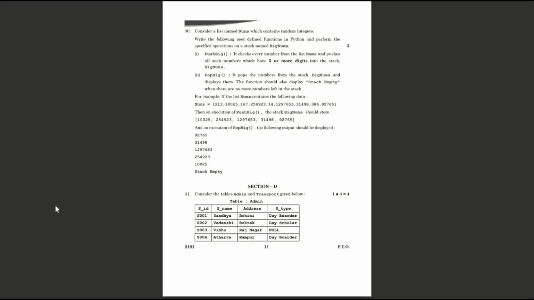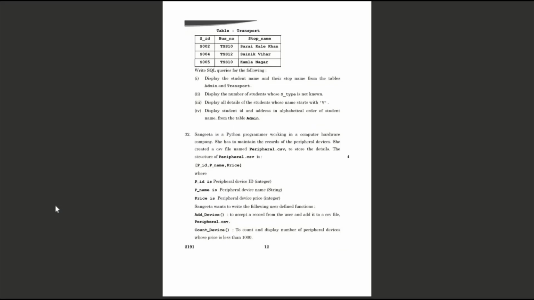Let's move to section D, and question number 31 is: consider the tables admin and transport given below. The admin table has four columns: SID, SNAME, address, and S type. The table transport has three columns: SID, bus number, and stop name. Now it says write SQL queries for the following. The first question is display the student name and their stop name from the tables admin and transport. Second is display the number of students whose S type is not known. Third is display all details of the students whose name starts with V. And fourth is display student ID and address in alphabetical order of student name from the table admin.